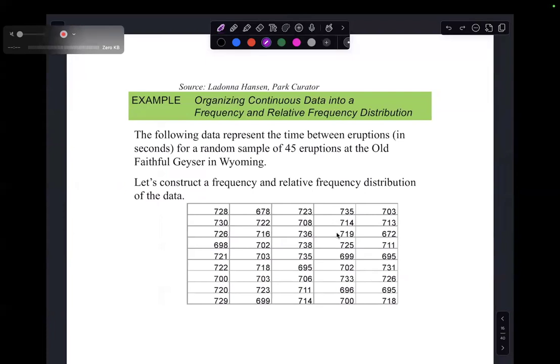Okay. So here, this is our next set of data. It represents the time between eruptions in seconds for a random sample of 45 eruptions of Old Faithful Geyser in Wyoming. We're going to construct a frequency and relative frequency distribution of the data. All right. So I put these in order. No, I didn't. On a different screen, I have them in order. I thought I put them in order from smallest to largest. I didn't. But these are all just in minutes. It's definitely continuous data. There's a whole lot of them.